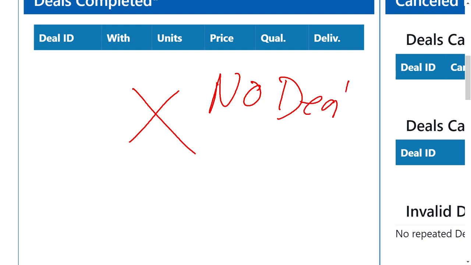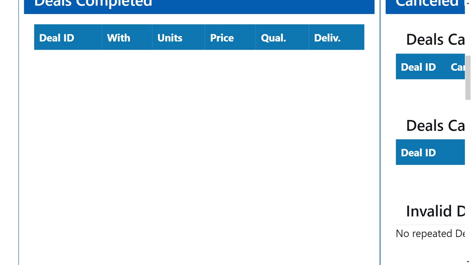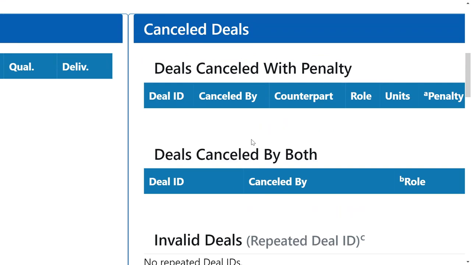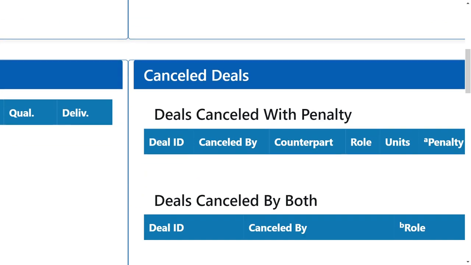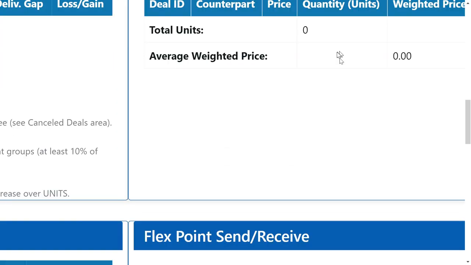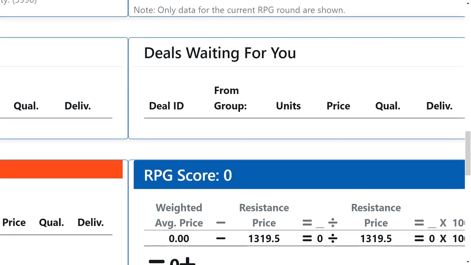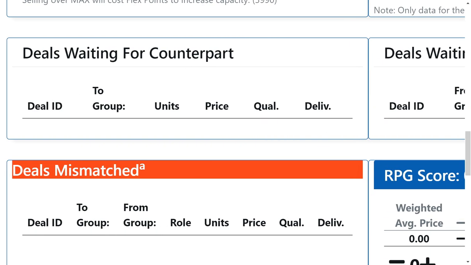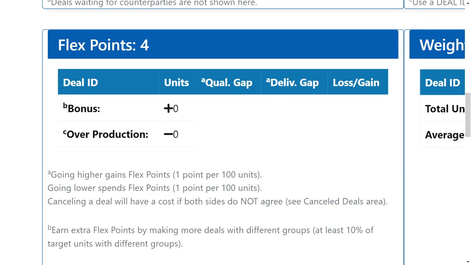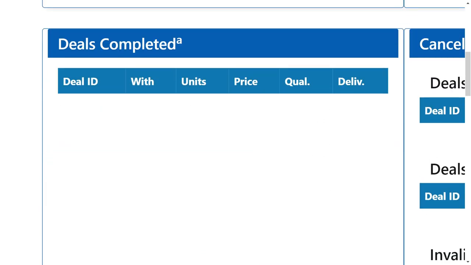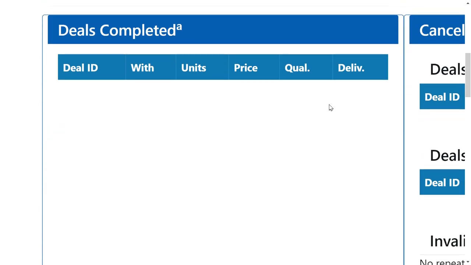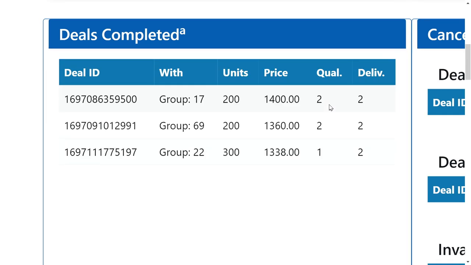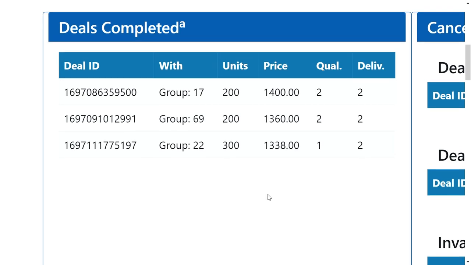So empty, right? Now, if the deal is waiting for you, so we can see over here, maybe some deals are waiting. That would be down in this section down here, waiting. They do not count as completed. That's the waiting area. You need to go ahead and agree to a deal. You need to respond, and then it will be completed. Here's an example of some deals that are completed for this group.